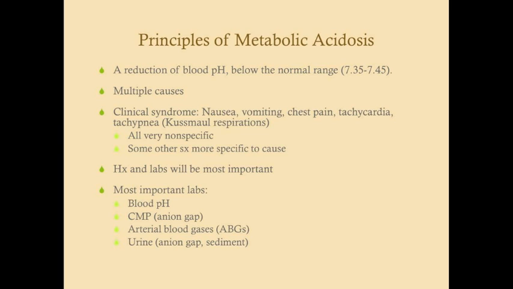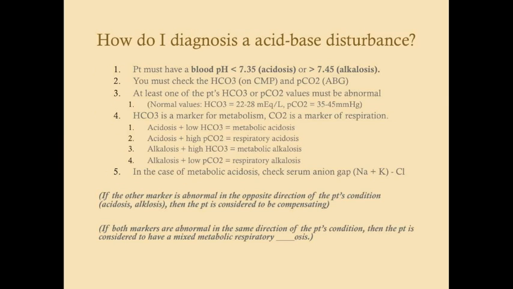The most important labs to have are a blood pH. You need to have a metabolic profile with all your electrolytes so you can calculate your anion gap, which should be the first thing you do whenever you have a patient with acidosis. You want to get your arterial blood gases, and then you'll want to have a urine study on this patient.